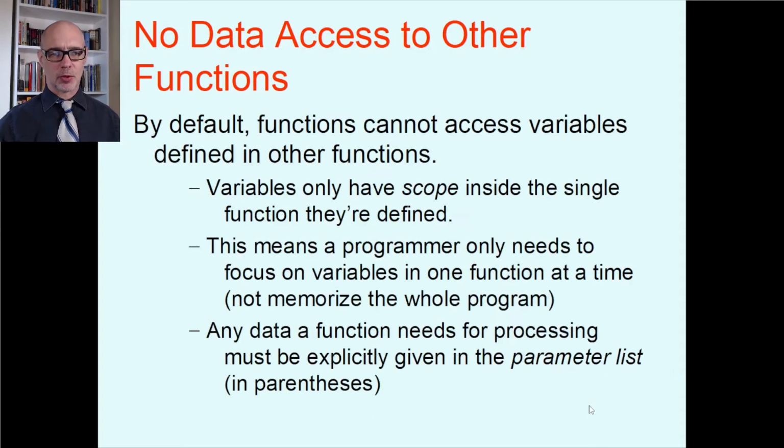Why is that even important? The reason why you need this is that by default, you have no data access to other functions in your program. By default, functions cannot access any variables defined in other functions. So we use the word scope for that. We've talked about that before. Remember, variables only have scope in the one function where they're actually defined. You cannot access that variable from any other function.